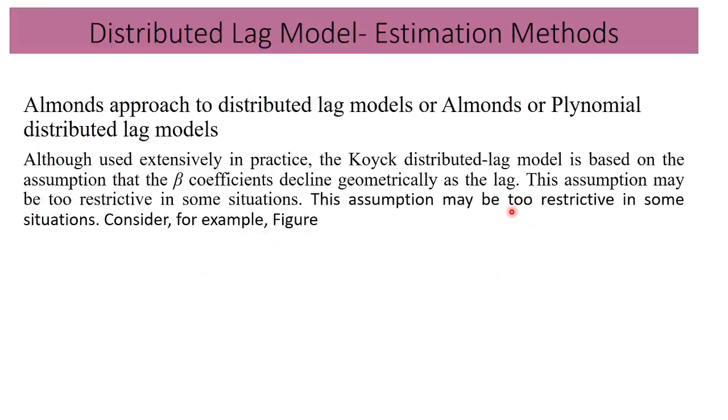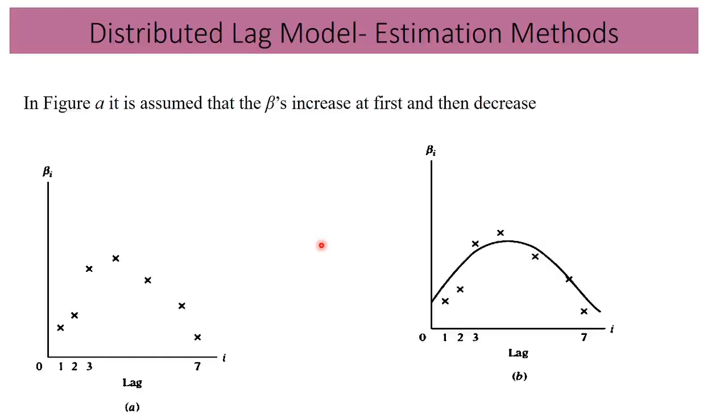And the next important model for the estimation of distributed lag model is the Almon approach to the distributed lag model, or the Almon polynomial distributed lag model. This estimation procedure can be explained as follows. We know that the Koyck distributed lag model is quite widely used. This Koyck model is based on the assumption that the beta coefficient declines geometrically as the lag increases. This assumption may be too restrictive, and consider, for example, the following figure. In figure A, it is assumed that beta increases first and then decreases. But in the Koyck model, he assumes that it declines geometrically.